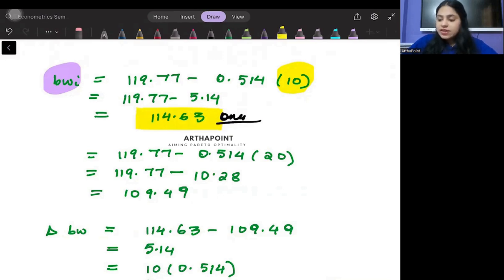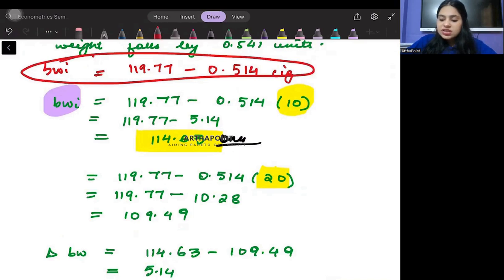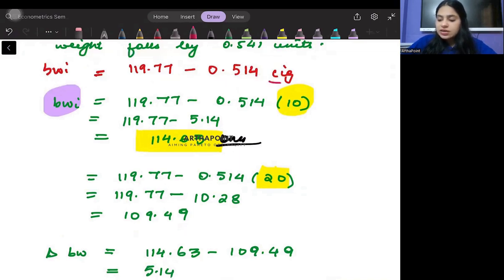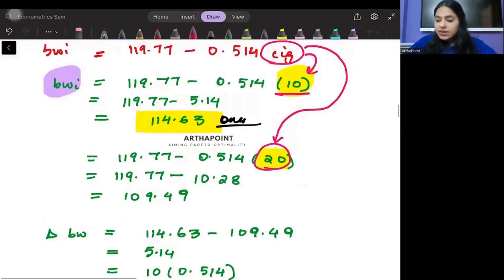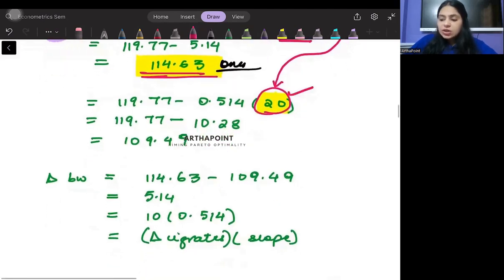Then I will plug in 20. So my equation was 119.77 minus 0.514 into cigarettes, right? And this was my birth weight. So instead of cigarettes, I will plug in 10, and instead of cigarettes, I will plug in 20. Am I clear with that part? Okay. Now, when you plug in 10, you will find the answer as 114.63. And when you plug in 20, you will get the answer as 109.49.